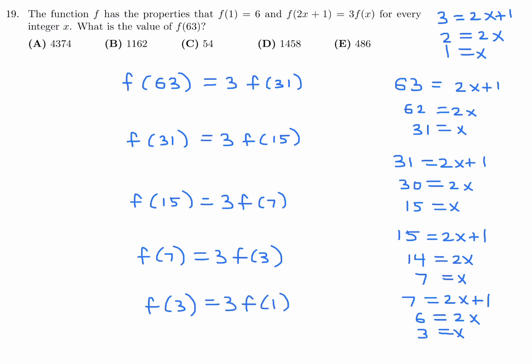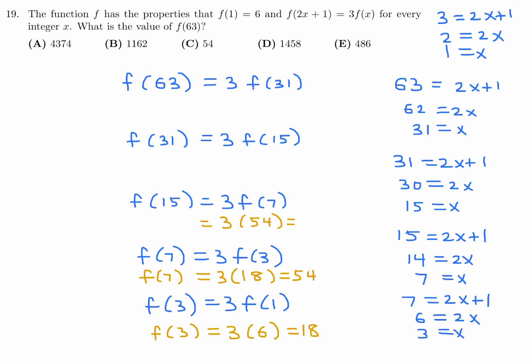All right, we're ready to calculate the numbers now. Well, f at 1 is the only one they gave us. That was 6. So this is 3 times 6, which is 18. So f at 3 is 18, so put that in there. That makes this 54. F at 7 is 54, so put that in there.